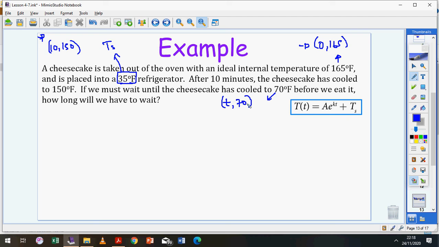So I can start off with this point. When T is 0, the temperature is 165. So I'll have 165 is equal to A, which is what I'll be looking for, the difference, times e to the power k times 0, plus the temperature of the surroundings, which is 35.